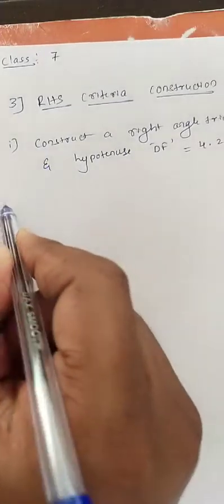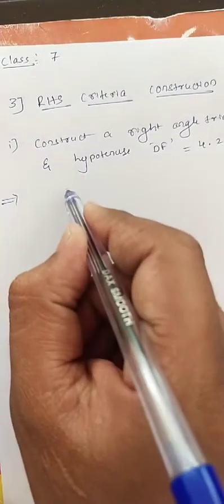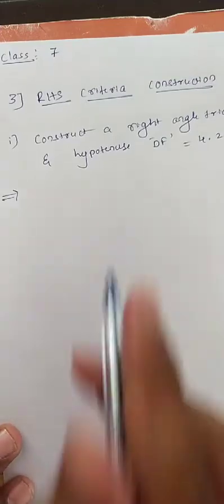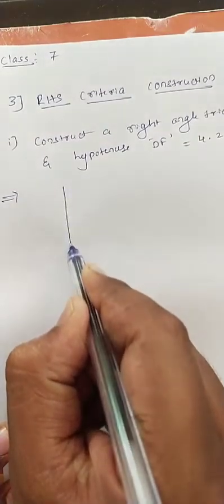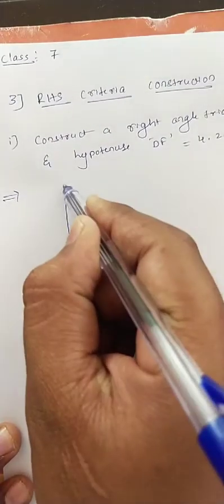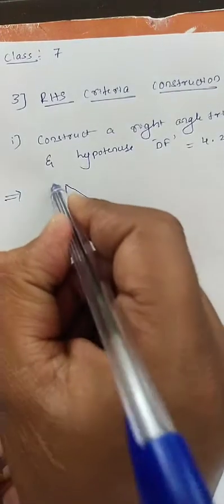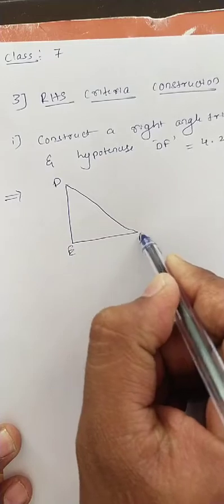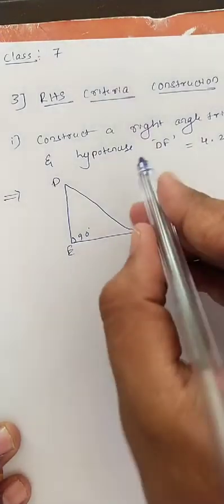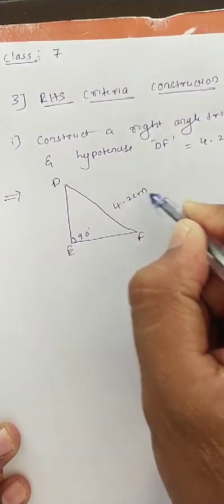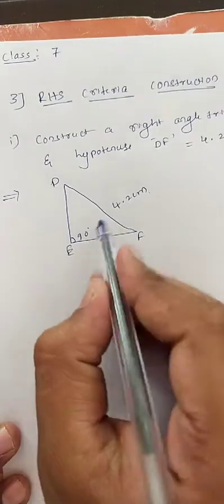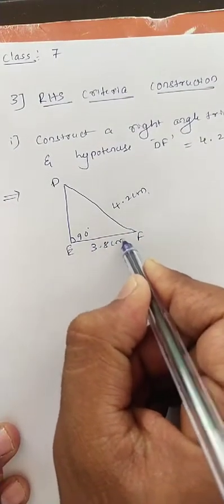So firstly we draw a rough figure. I draw a rough figure. So this I will name as DEF. So this is 90 degrees. They said DF is equal to 4.2 centimeters, so this is the hypotenuse. EF is equal to 3.8 centimeters. So this is your rough figure.